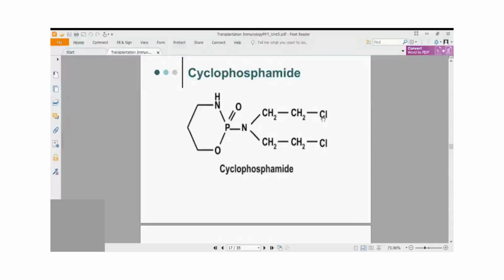Now, imagine a situation where one of these chlorides is linked with one nitrogenous base of one strand, and the other chloride is linked with another nitrogenous base of the other strand. Thereby, it will cross-link both the strands, placed in between the two strands of the DNA, cross-linking them and preventing the unwinding of the strand.